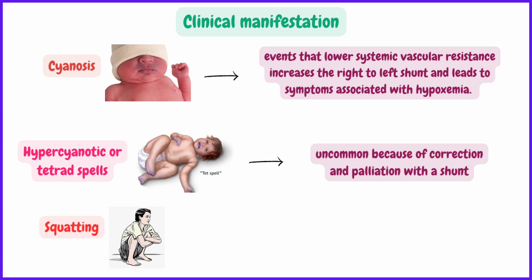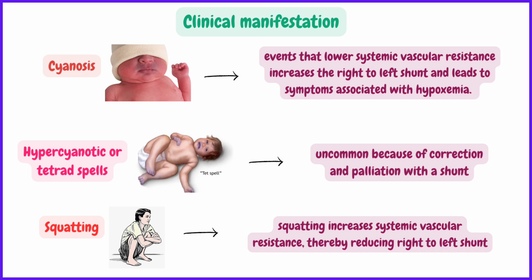Squatting is diagnostic of Tetralogy of Fallot. During exercise or exertion, the unoperated child squats to rest. Squatting increases systemic vascular resistance, thereby reducing right to left shunt.